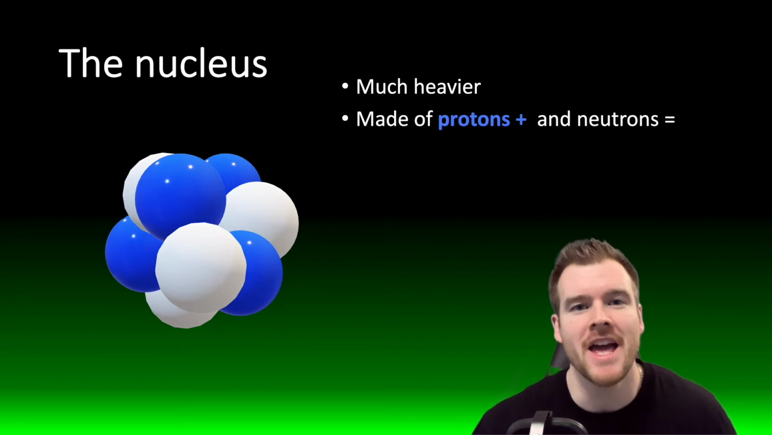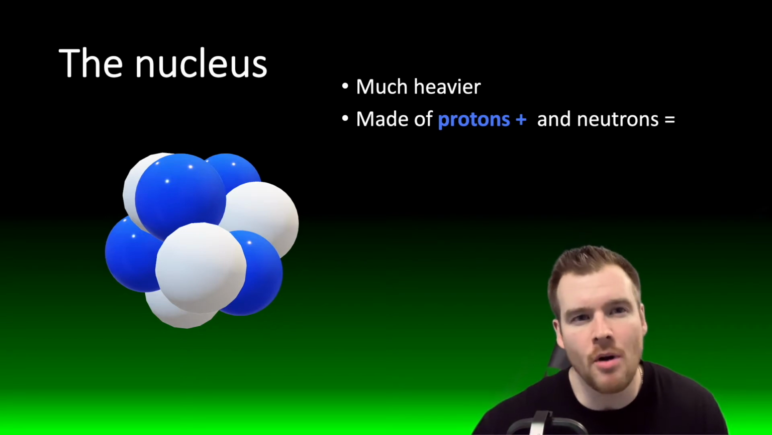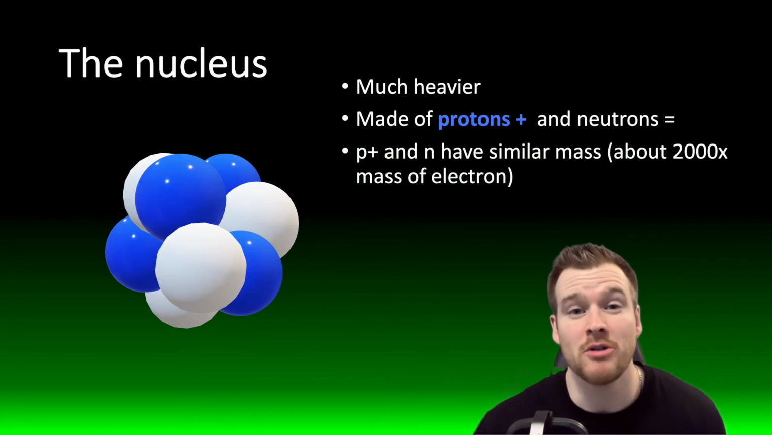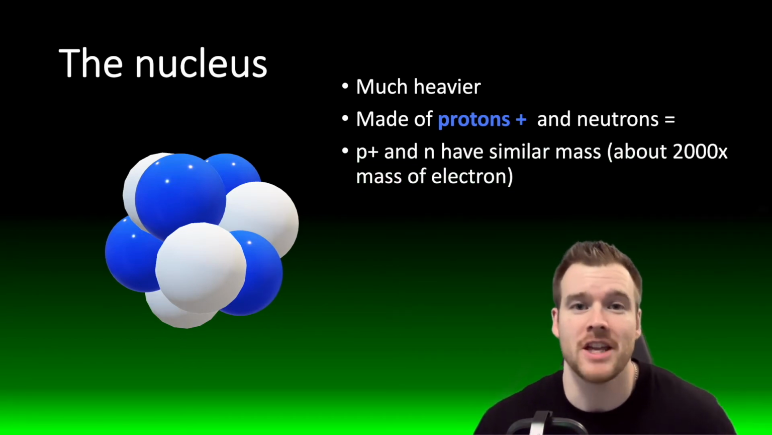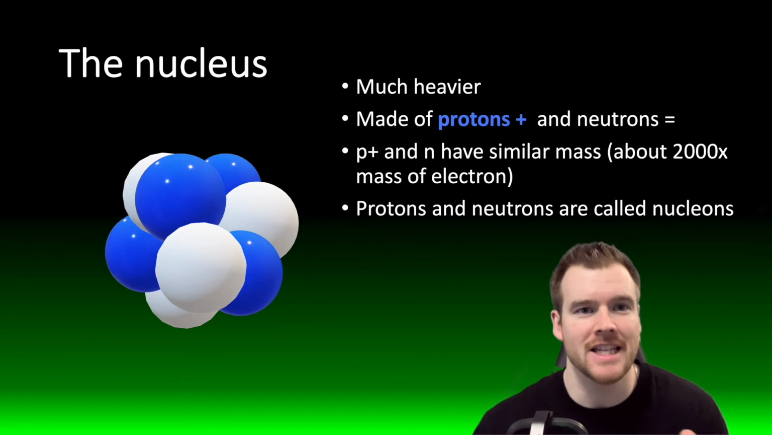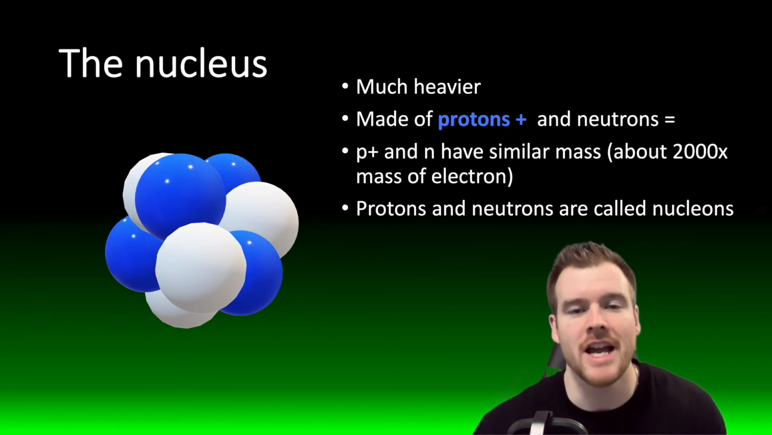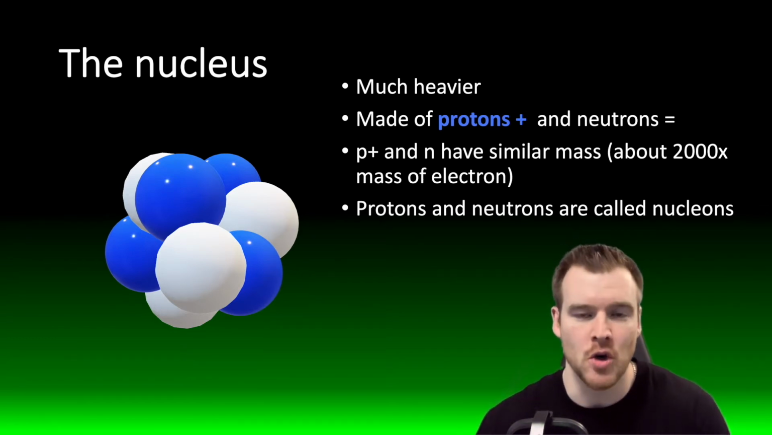I have this diagram and let's say that the blue circles there are protons and the white ones are neutrons. They're both approximately the same size, which is about 2,000 times heavier than an electron. So this makes up the large majority of the mass of the atom. And anything that's in the nucleus, so these protons and neutrons, are called nucleons. We'll refer to that because they are quite similar. And when we're talking about total mass, it'll be the mass of the nucleons.